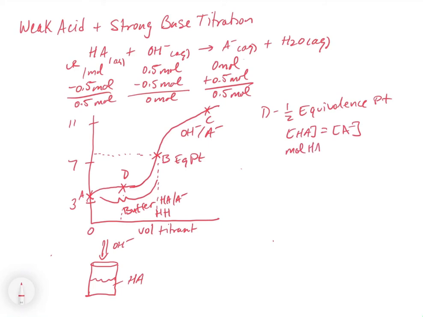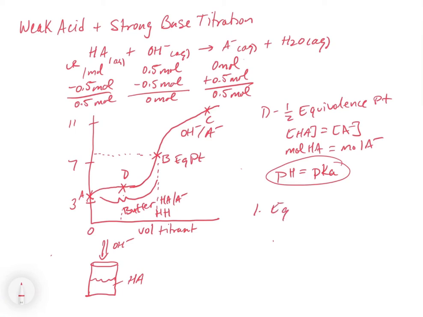And so the same thing, the number of moles of HA is equal to the moles of the A minus. And so at this point, pH is going to equal pKa, because when we have the concentration of HA equal to A minus, the log of A minus over HA goes to 0. And so we can get two things out of this strong acid and strong base titration, this weak acid and strong base titration.